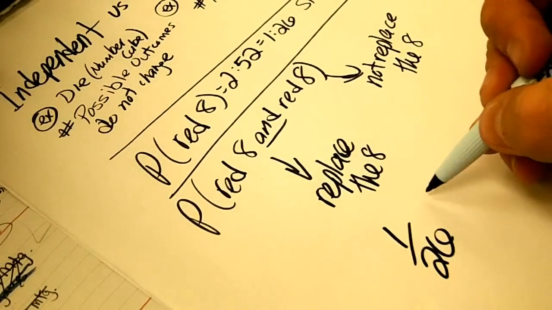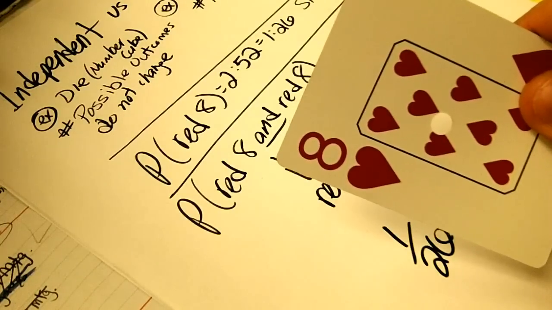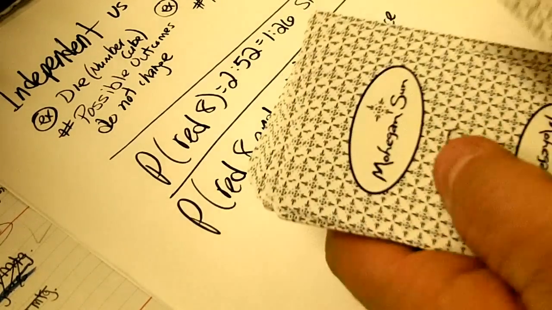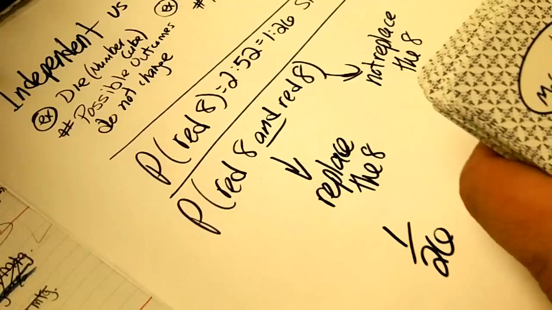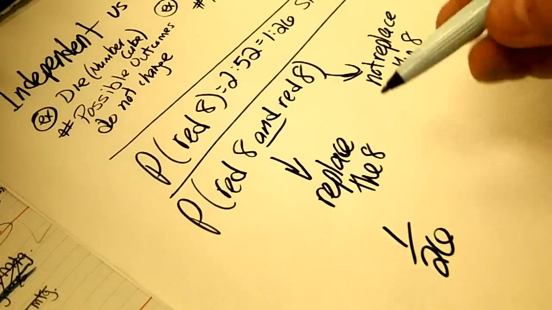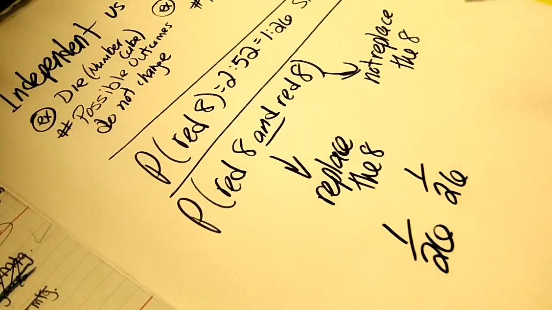When I pick the next red 8, if I don't put it back in, sorry, let's backtrack. Let's do it if we replace the 8. If I choose the red 8 and I put it back in my deck of cards, what is the chance that I'm going to pick another red 8? Well, since I put it back in my deck of cards, it's going to be 1 out of 26 again, because I haven't changed the number of possible outcomes.